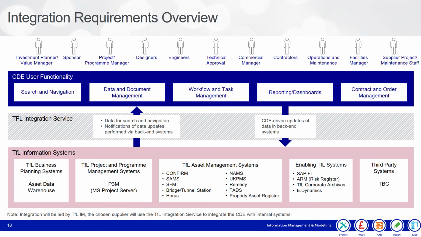The top layer shows the key roles that will regularly work in the CDE. The blue box shows the key user functionality, and the pink box shows the key systems that will be integrated into the CDE via the TfL integration service. Through the CDE, a user will be able to search across data held by the CDE and data held in systems that sit outside the CDE that will be integrated via the TfL integration service, or TIS.